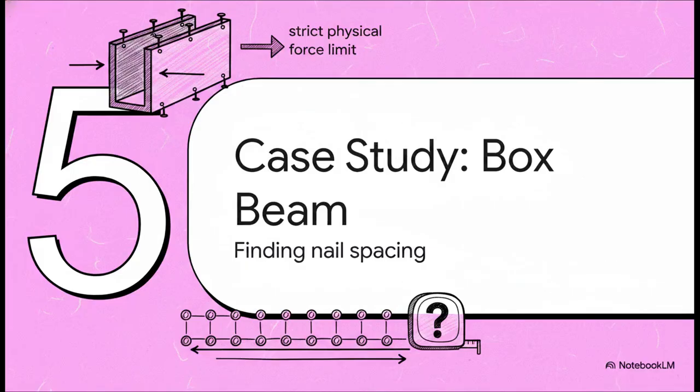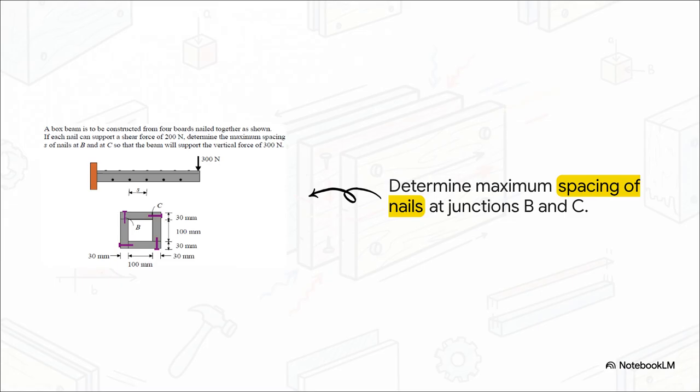Let's up the ante in section 5, case study: the box beam. Okay, we are upping the stakes considerably here. We're now looking at a much more complex, hollow structure, and this time we are working backward to determine the actual nail spacing based on a strict physical force limit.